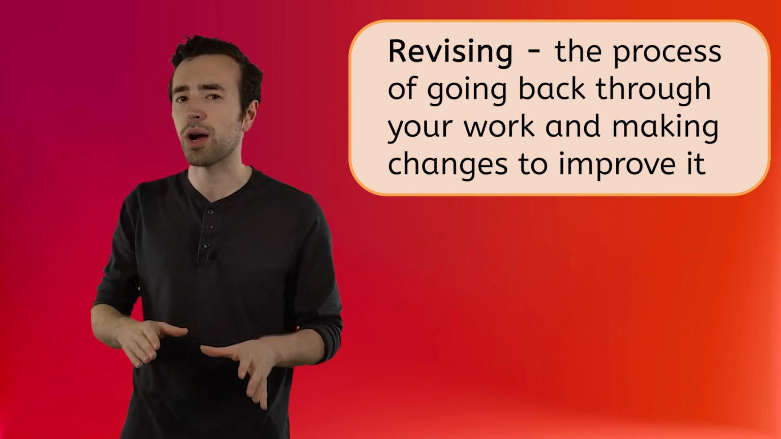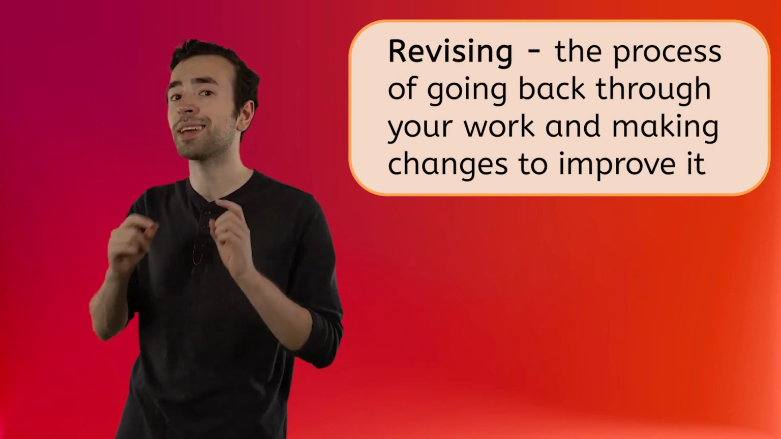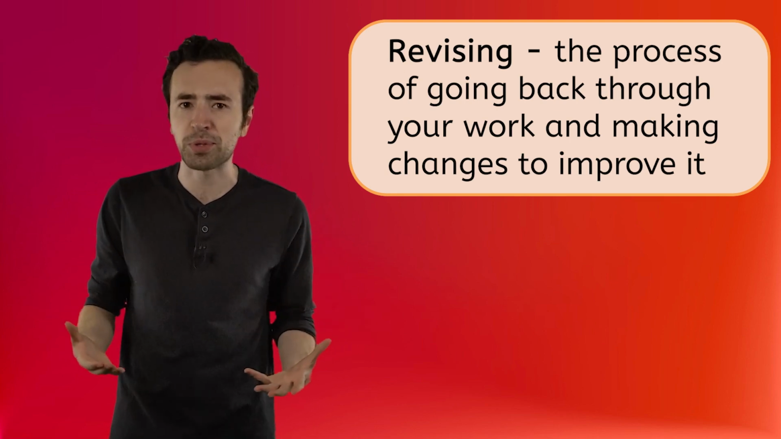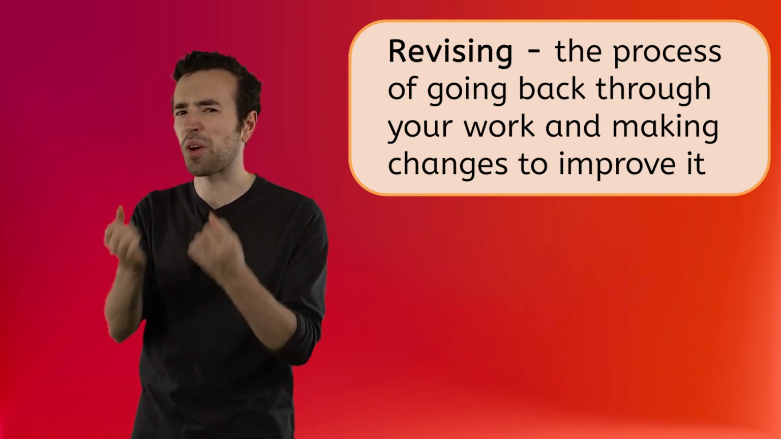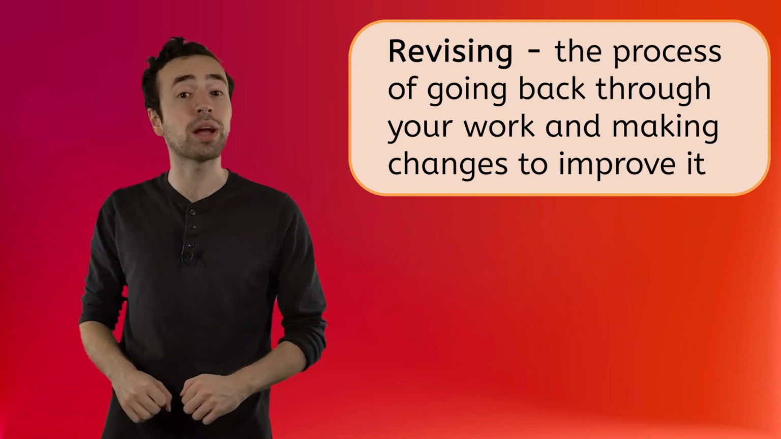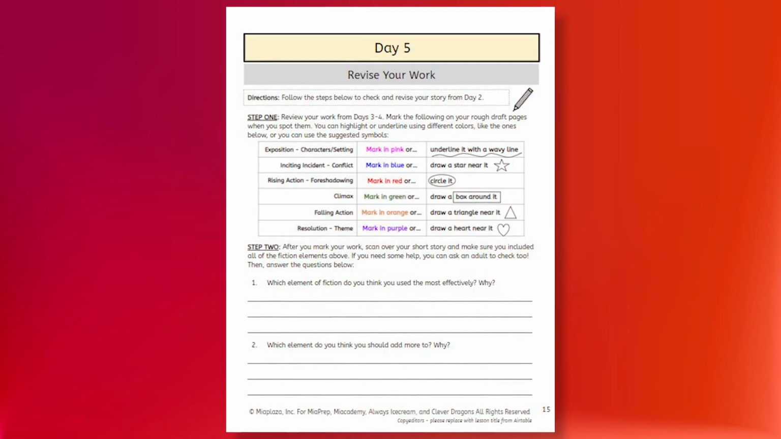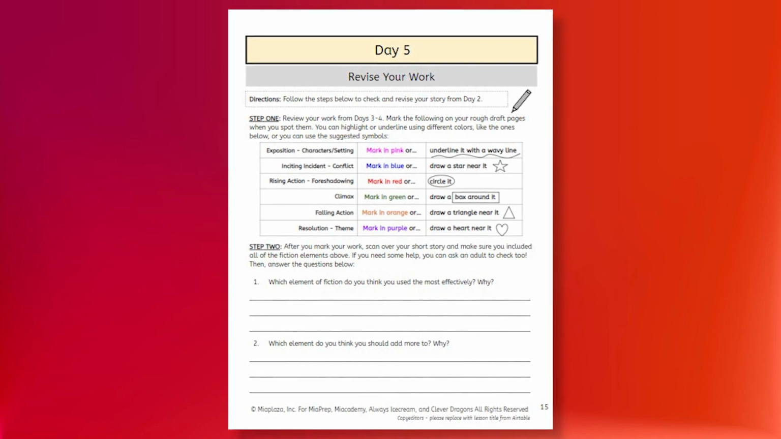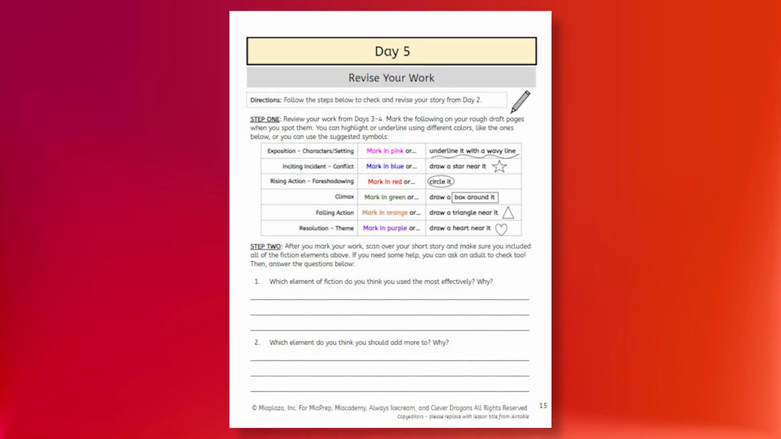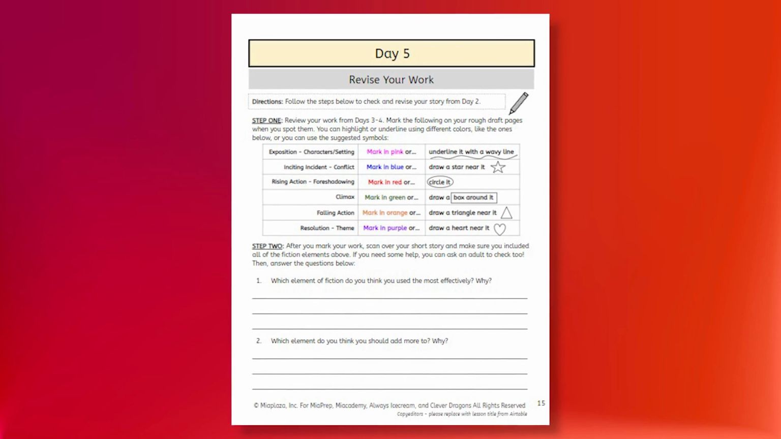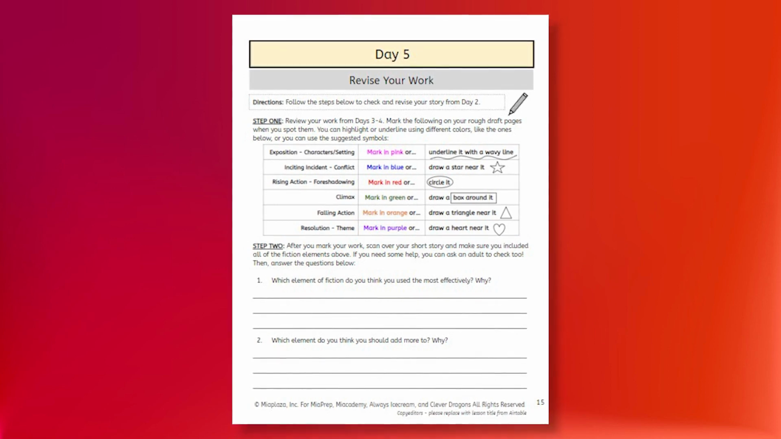Remember, revising is the process of going back through your work and making changes to improve it. You'll look for places where you can make your descriptions more vivid, your characters more engaging, and your theme more prominent. Don't forget to check for grammar and spelling errors too. As you revise, you'll have a checklist to help you make sure that you incorporated everything we learned about characters, setting, plot, conflict, foreshadowing, and theme. Keep these elements in mind as you create a final draft of your story.